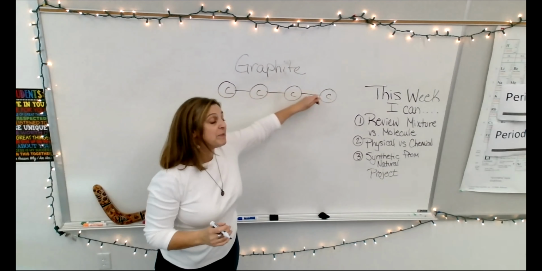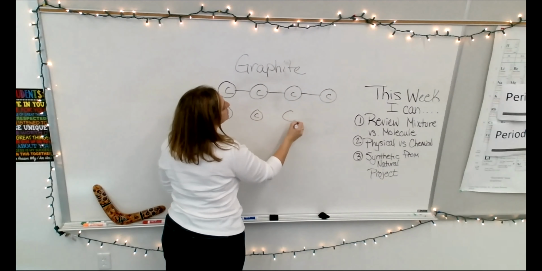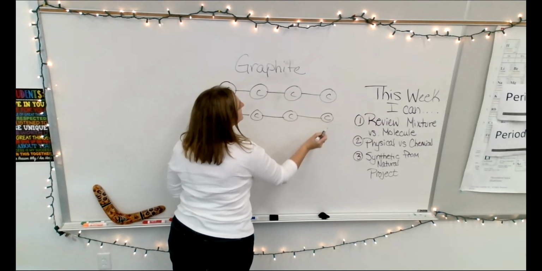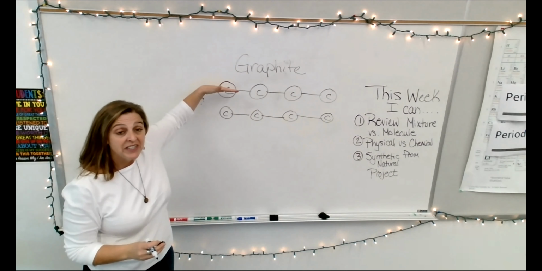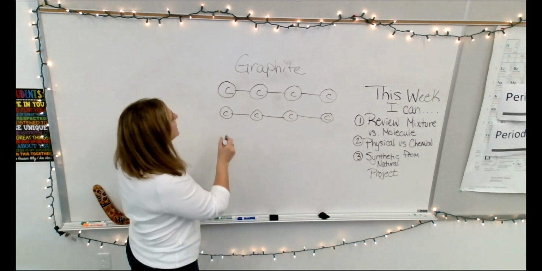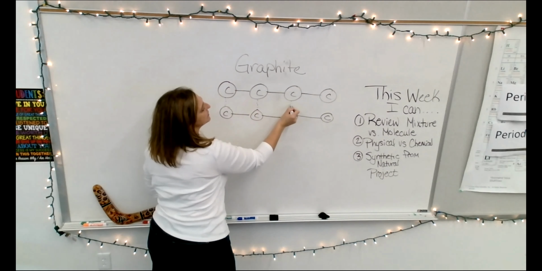Graphite is lined up in these sheets. And there's another sheet of carbon right underneath the first one. And these are also bonded together. So what keeps this sheet attached to this sheet? It's another bond, but it's very, very weak. And I'm going to represent a weak bond with some dots going down.